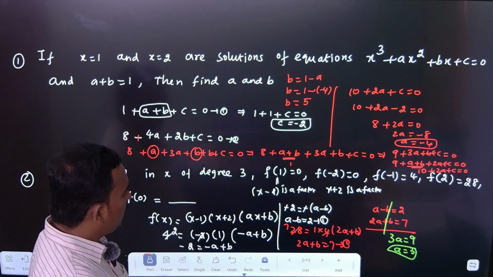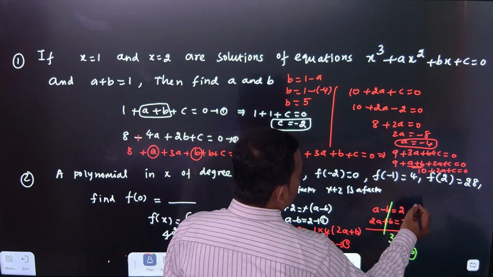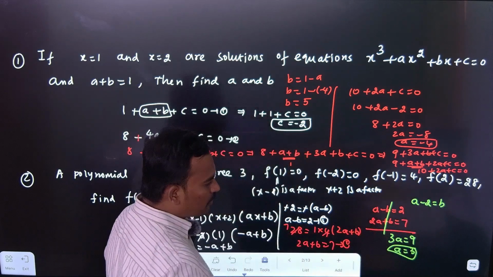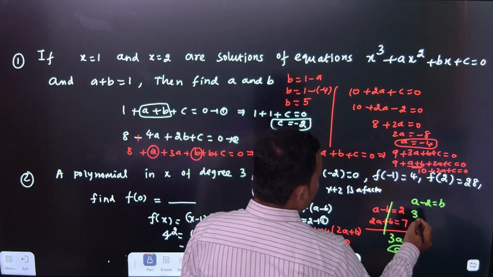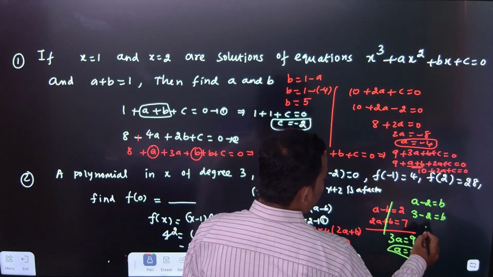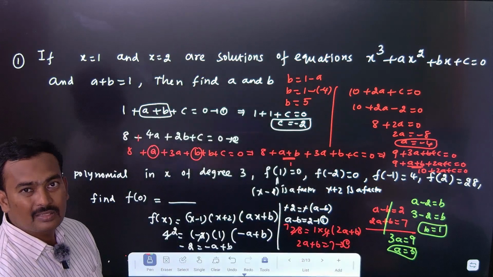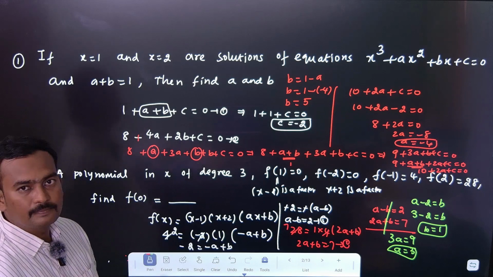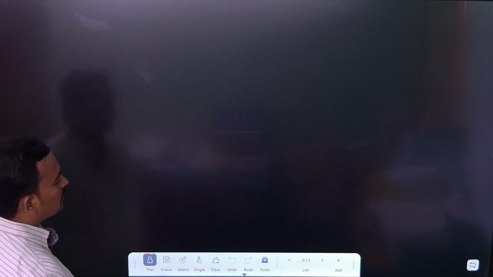Then how to find the b here? You can substitute in any one of the equations. So a minus 2 is equal to b. a minus b is equal to 2 means a minus 2 is equal to b. a is 3, 3 minus 2 is equal to b. So b is equal to 1. Clear? I hope everyone understands. You can just apply the factor theorem here. Understand? Okay.